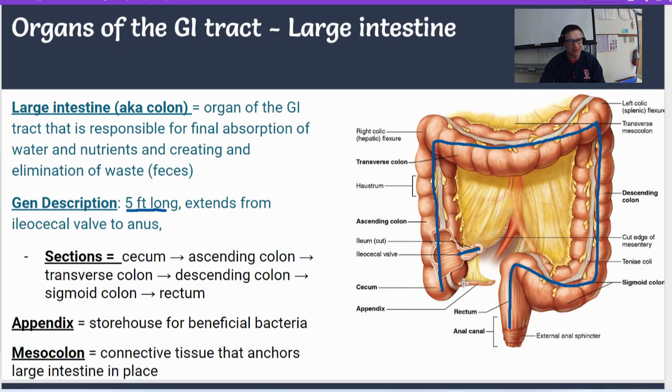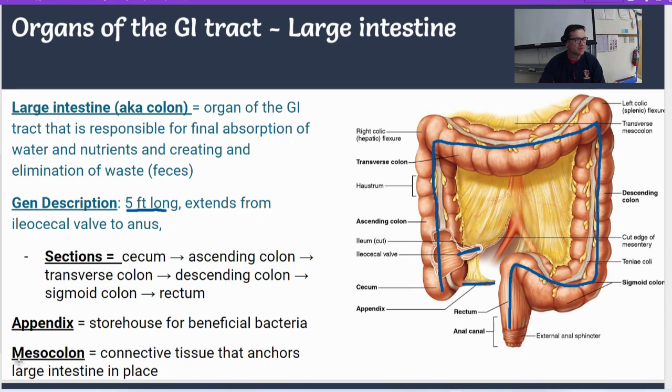You also have the appendix right here sticking off of the cecum. And it says it's a storehouse for beneficial bacteria. Is that true? It is. But there's beneficial bacteria all in here, so if you didn't have your appendix, you wouldn't even know it. So appendicitis, inflammation of the appendix, is fairly common. A lot of people have it removed.